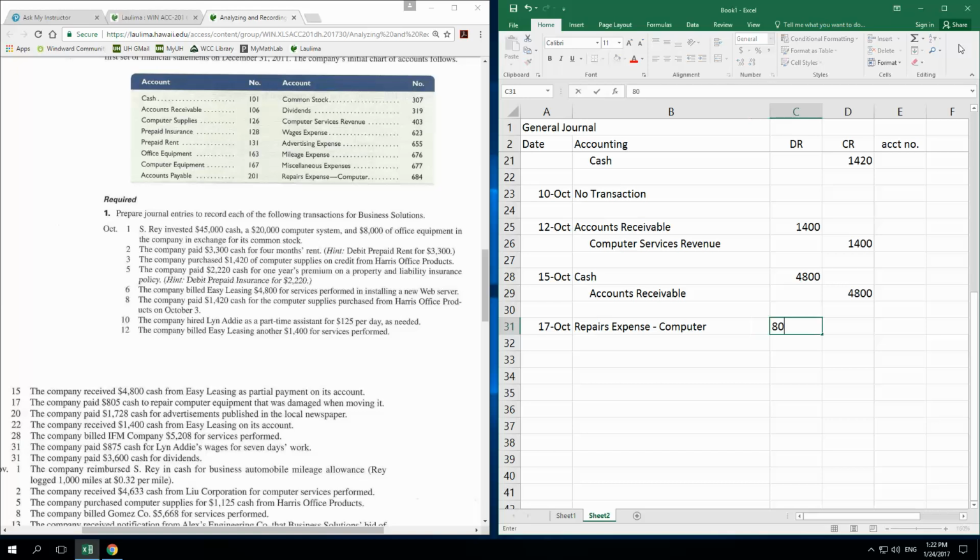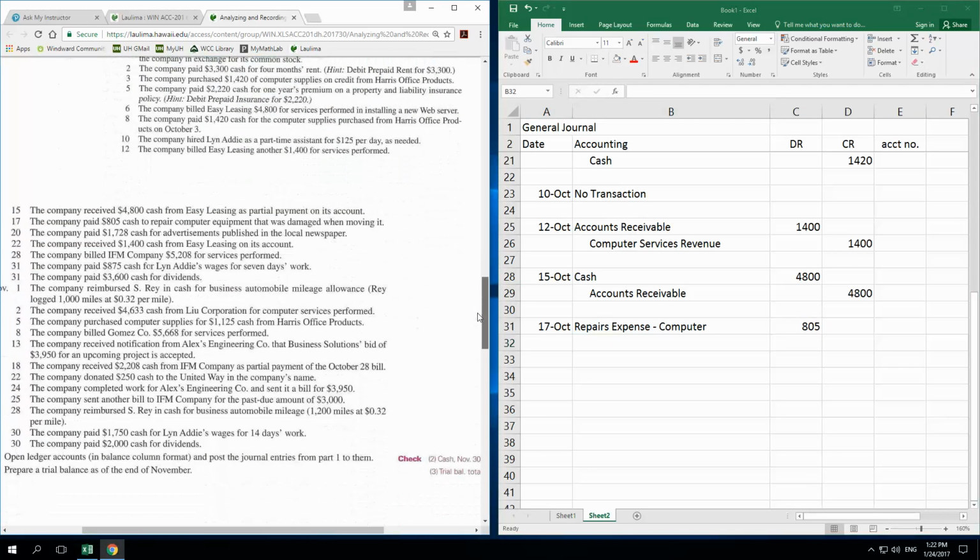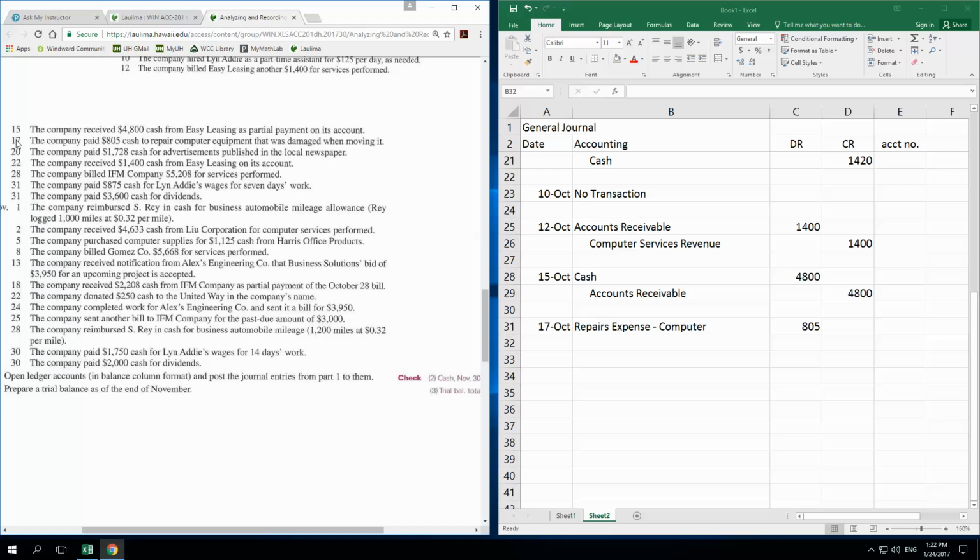And they said $805. And what is the key verb in that October 17th transaction? The verb there is paid, the past tense of pay. That means that they used money to pay for this computer repair, so cash is going to be credited. That means that cash is decreased. We used cash to pay for this, okay?